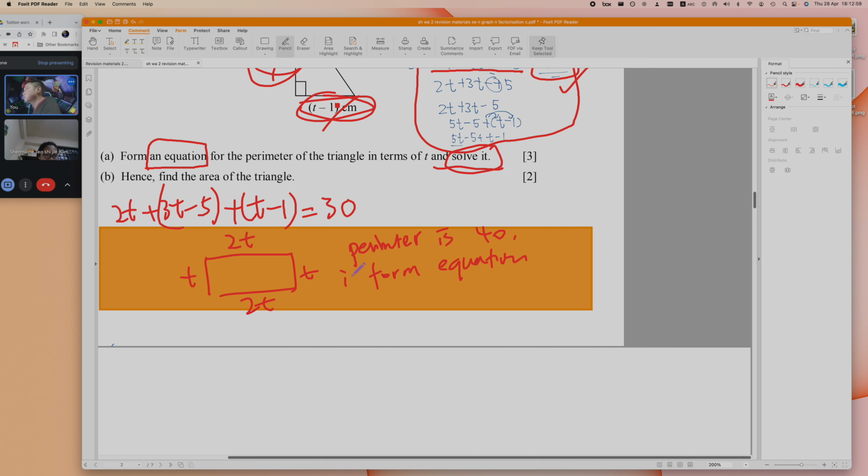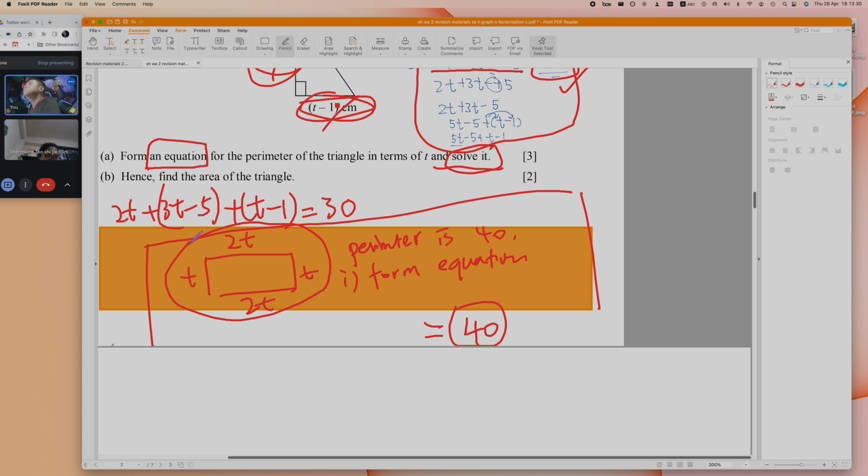So what do you put here? What do you put on the right hand side? Given this question, 40. Yeah, put the 40 on the right hand side. So they are talking about the parameter, right? So how do you get the parameter of the rectangle? Look at the question. How do you get the parameter of the rectangle here? You add all of them up, right? So you put it on the left hand side.